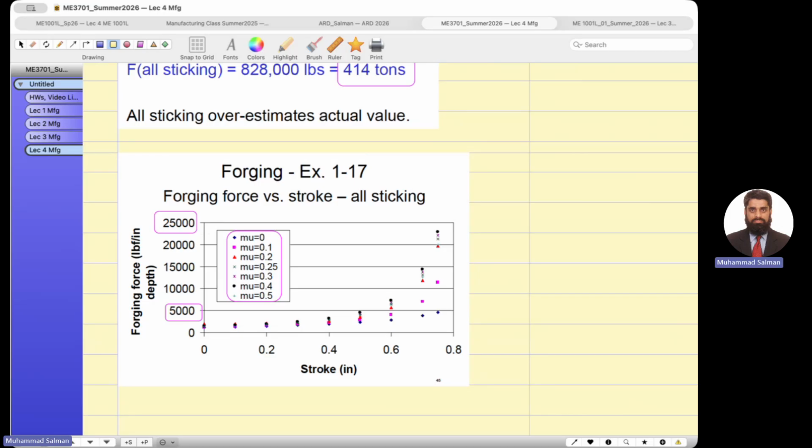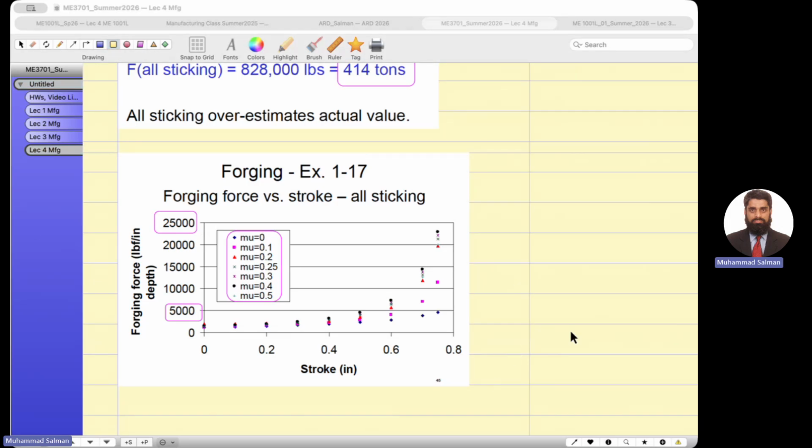You just make a vector of mu in the script and find out the force. You know how to do that in MATLAB. You are about to graduate, so you know very well about MATLAB. You see, this is the table.